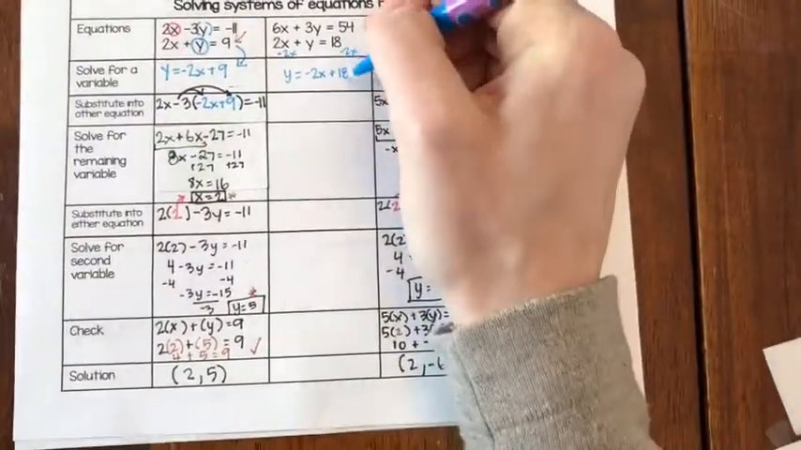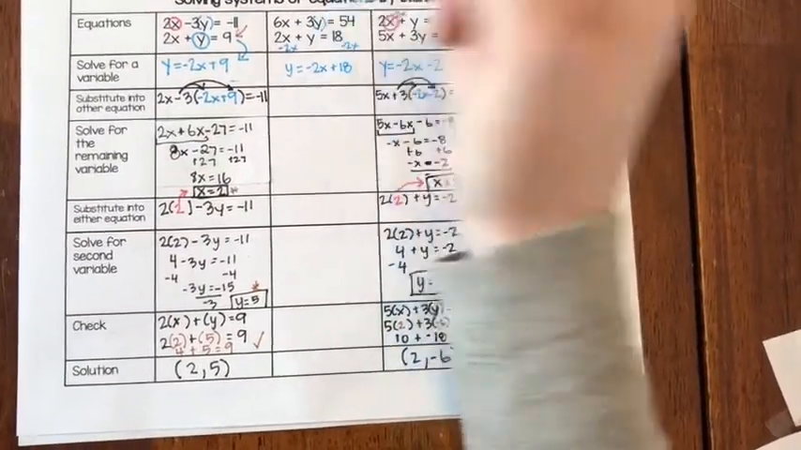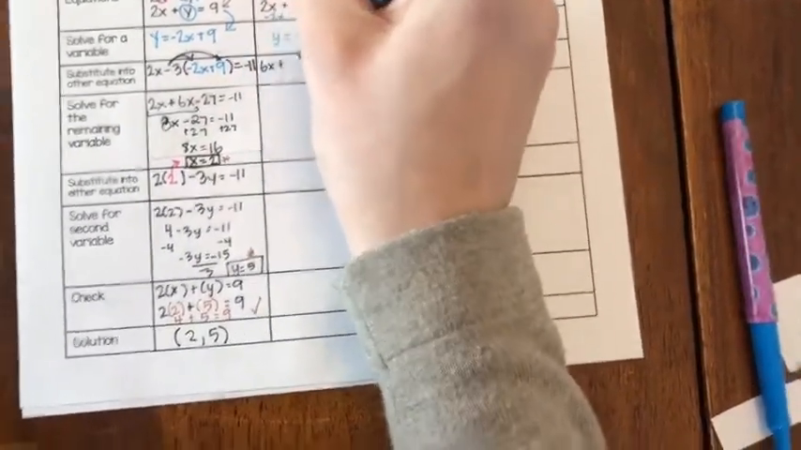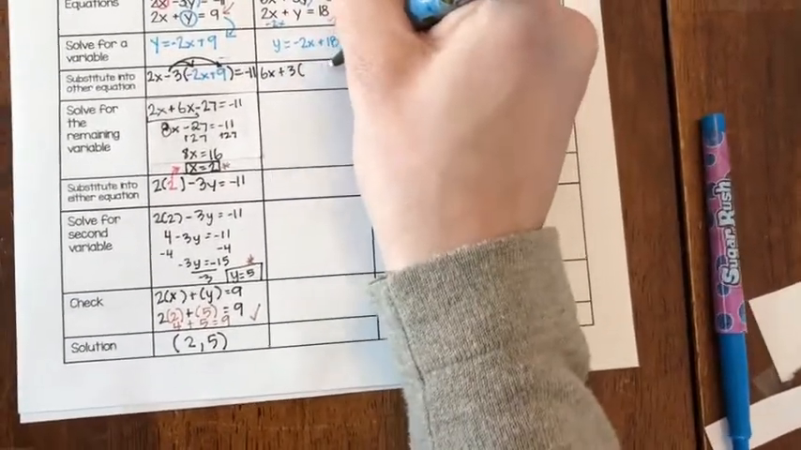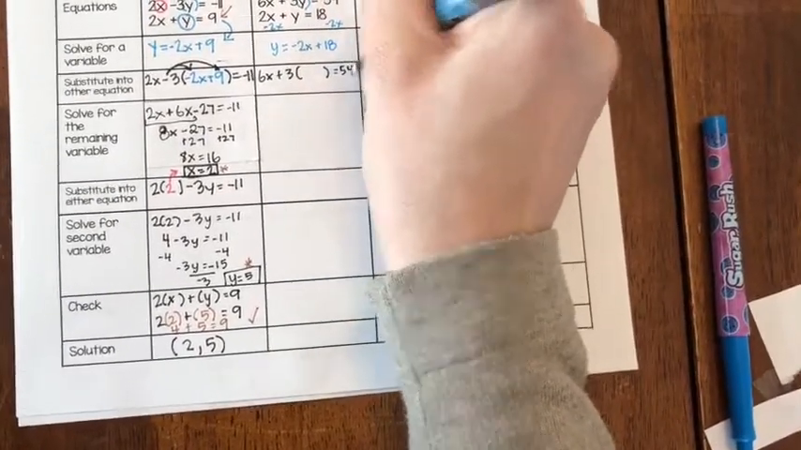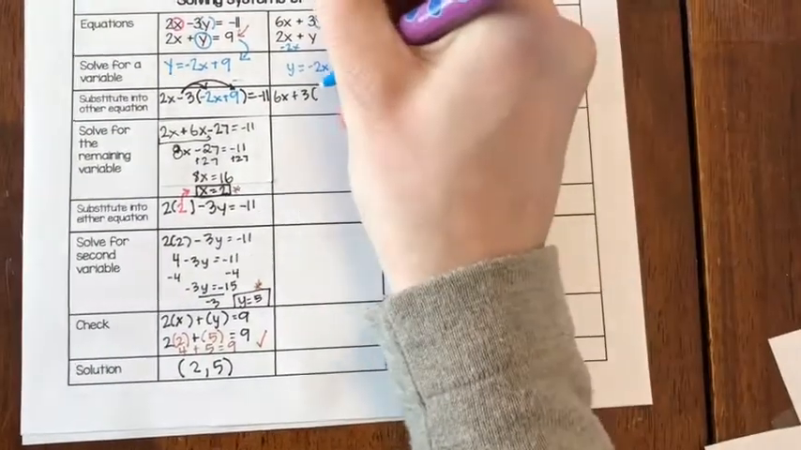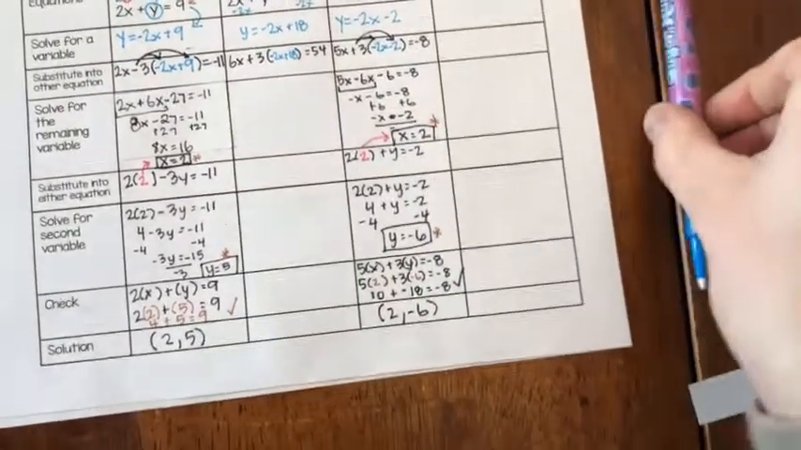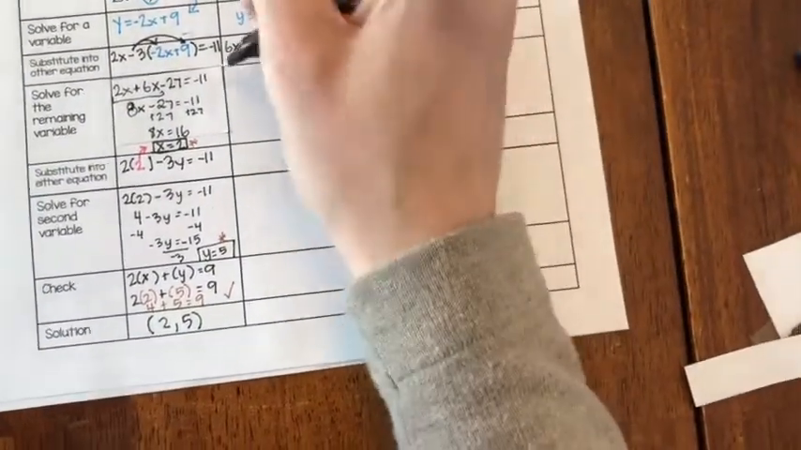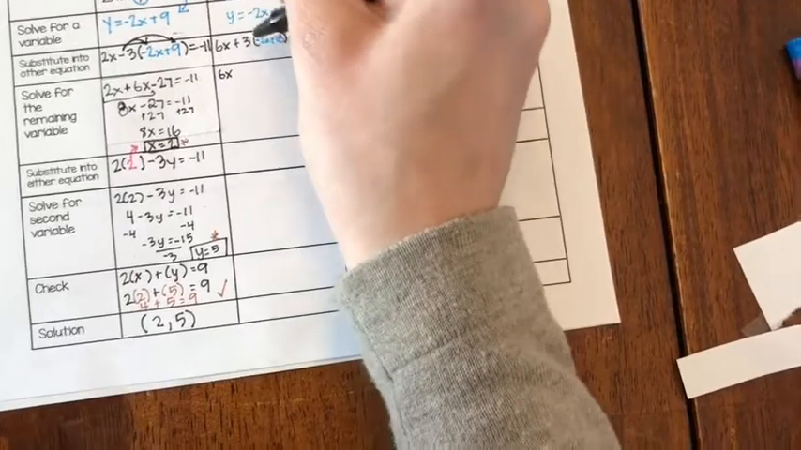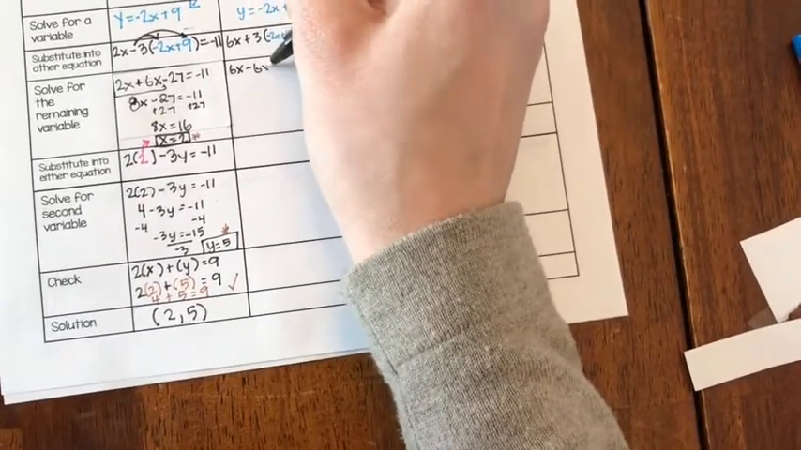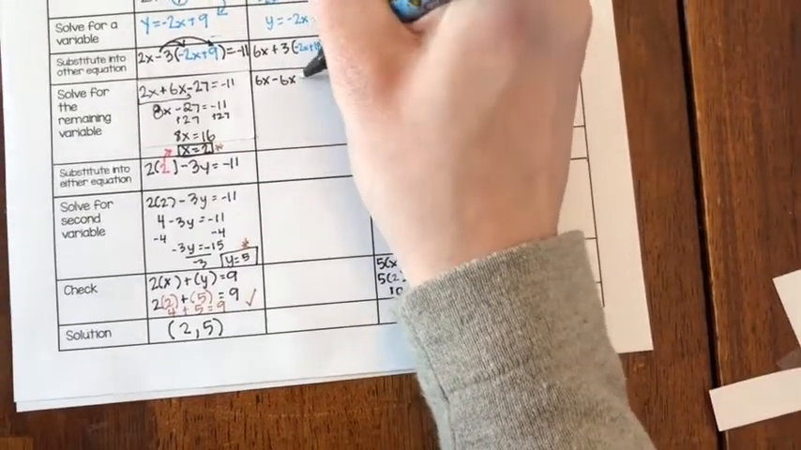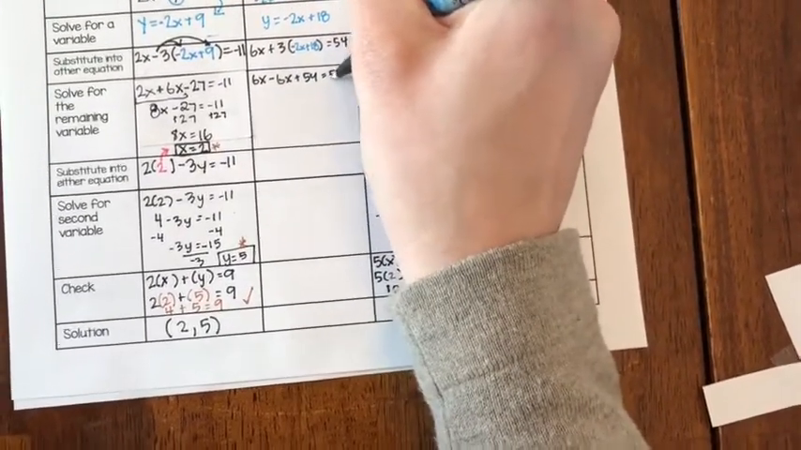Now I'm going to go ahead and plug that in for y up here. So I get 6x plus 3 equals 54. We're going to go ahead and plug that in. So we end up with negative 2x plus 18. Okay, so once I go through and simplify this, I end up with 6x. 3 times negative 2 is minus 6x. 3 times 18 is 54 equals 54.